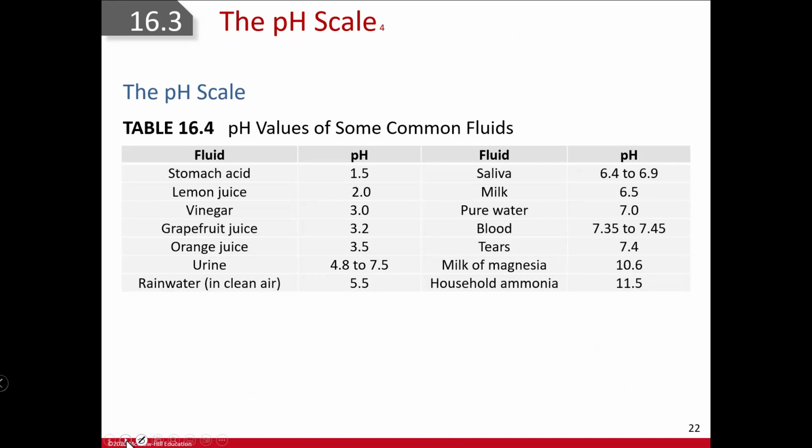So here are some common pHs. Stomach acid, about 1.5 pH, very acidic, right? Lemon juice, 2.0. Vinegar, 3.0. Grapefruit juice 3.2, orange juice 3.5.